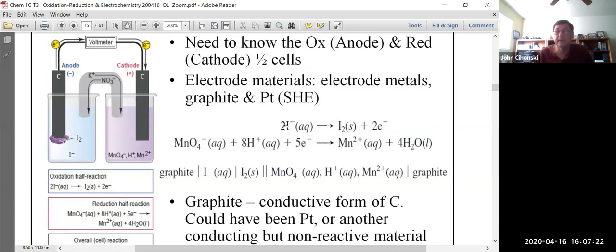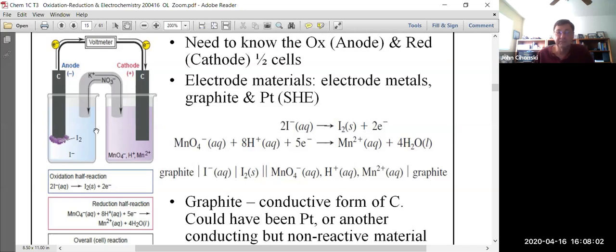We can say, okay, if this is the anode half reaction, then we can write the half cell, which is split at the salt bridge, right? And we can say, okay, what is our electrode? In this case, our electrode is the graphite or glassy carbon. And it could also be something like platinum. Platinum is an excellent electrode. The problem with it is it's extremely expensive, okay? So graphite, when possible, would be used.